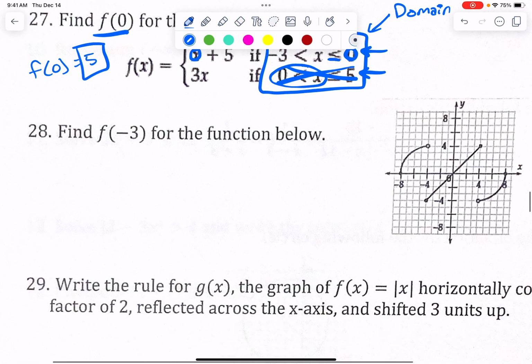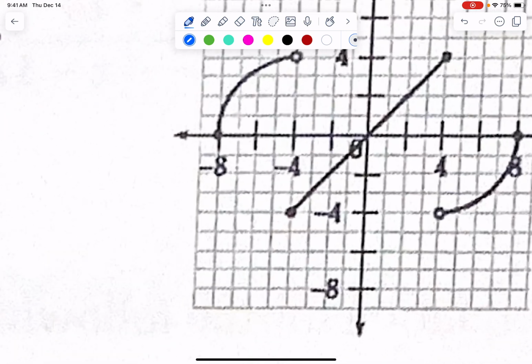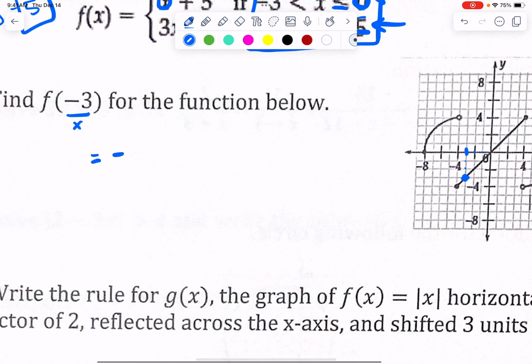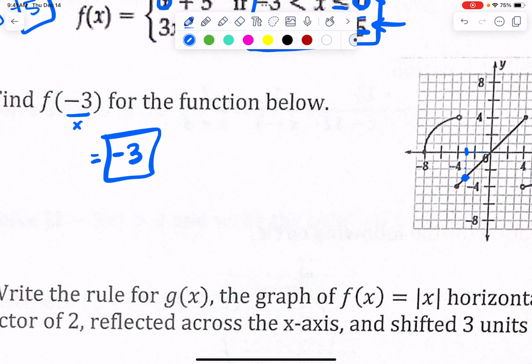This one, 28, says find f of negative 3. Negative 3 is like my x coordinate, and f of x is like saying find the y coordinate, right? So negative 3, negative 1, 2, 3, negative 3. I want to know where he hits my graph. 1, 2, 3, negative 3. He's down here on this graph. So there you go. Negative 3. I'm just figuring out where he hits on the graph.